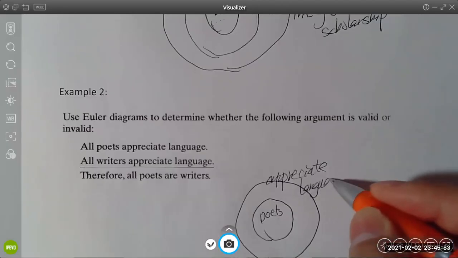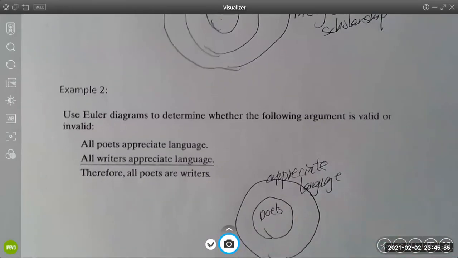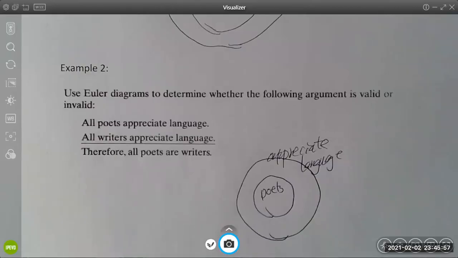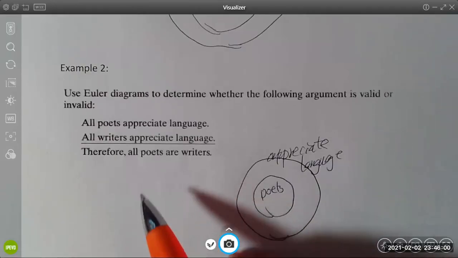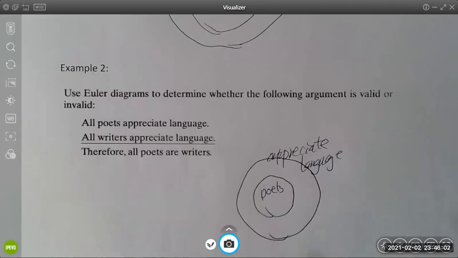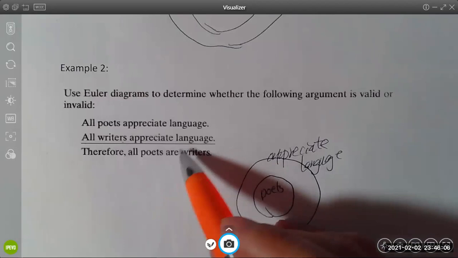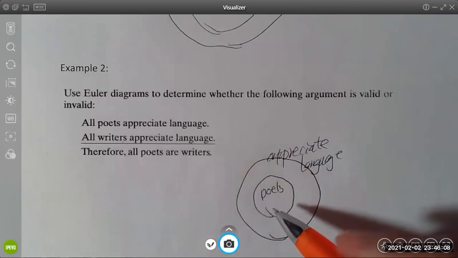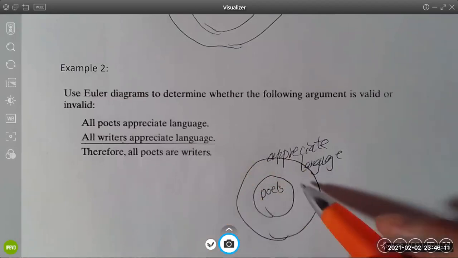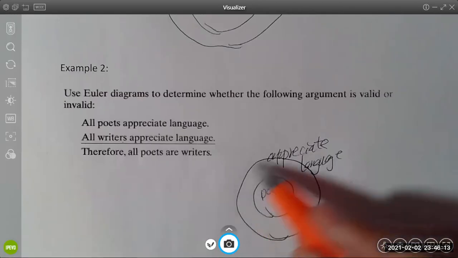Yeah, all points appreciate language. So I just represent that. Now I'm going to represent the second premise. All writers appreciate language. Now be careful. So since all writers, that's another circle, also appreciate language, that means the circle that represents writers is also entirely inside the bigger circle, appreciate language.